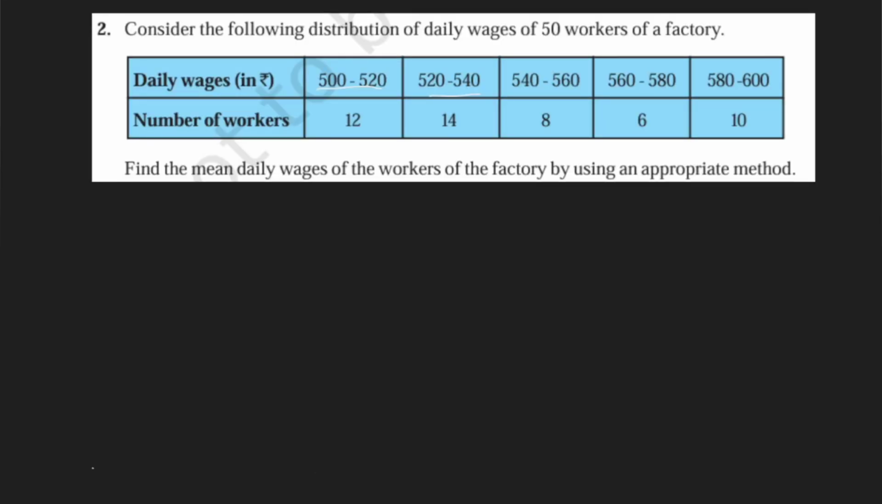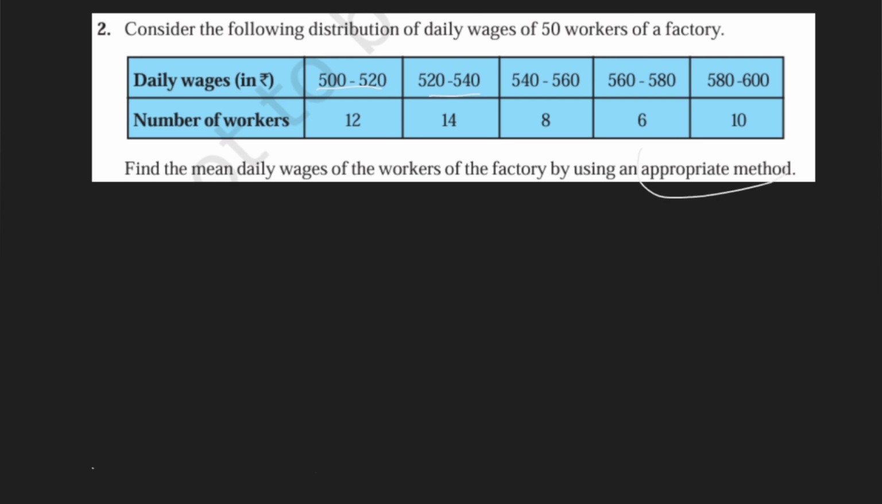So here is the second question. Consider the following distribution of daily wages of 50 workers of a factory. This is the data of the daily wages and the number of workers. Here we need to find the mean daily wages of workers using an appropriate method.